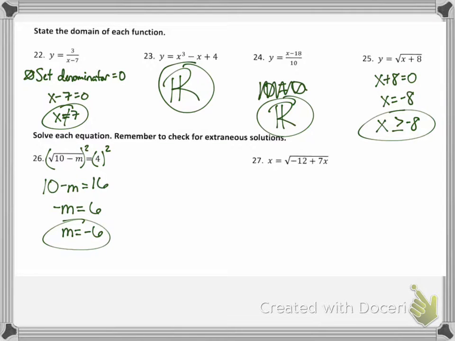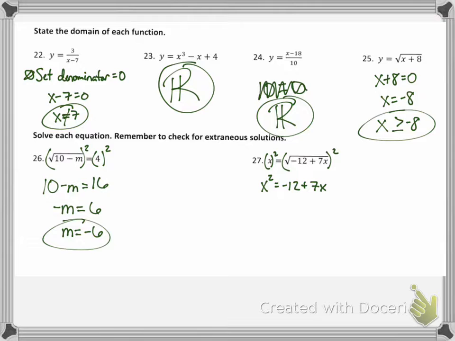27 is pretty much the same problem. There's just an x with the equal sign before the equal sign as opposed to a 4 in this case. So we got to get rid of the square root. We're going to go ahead and square each side. So that'll leave me with x squared equals negative 12 plus 7x.